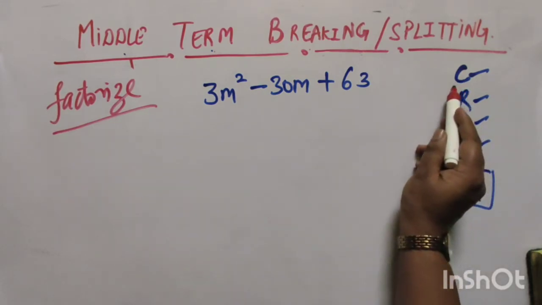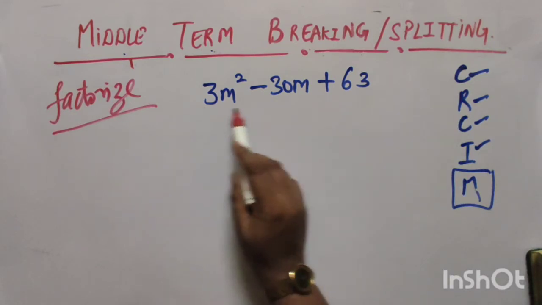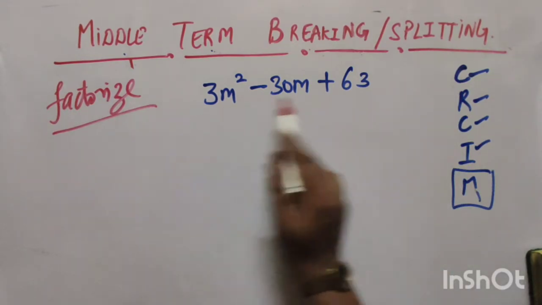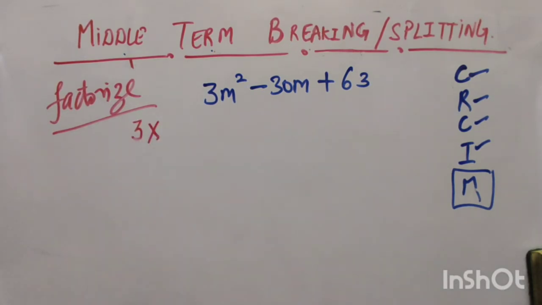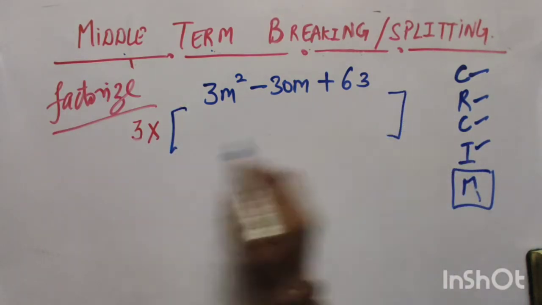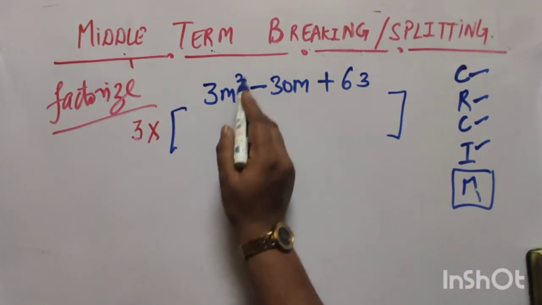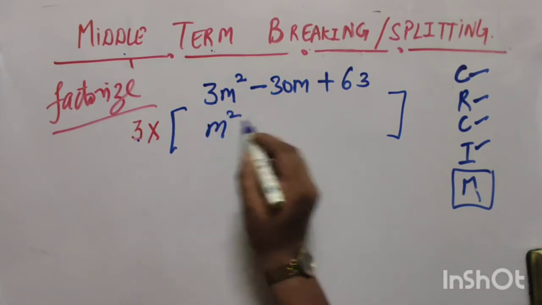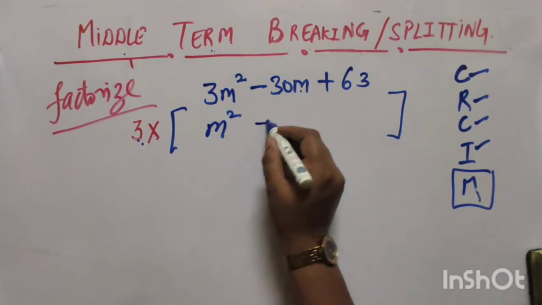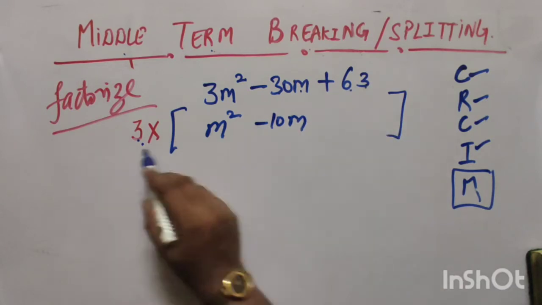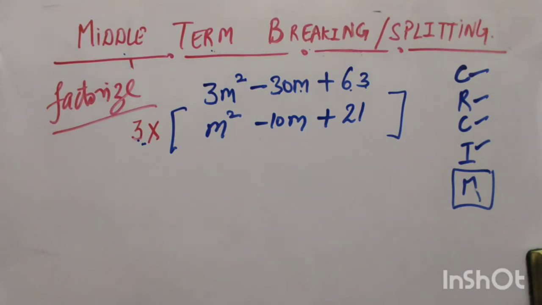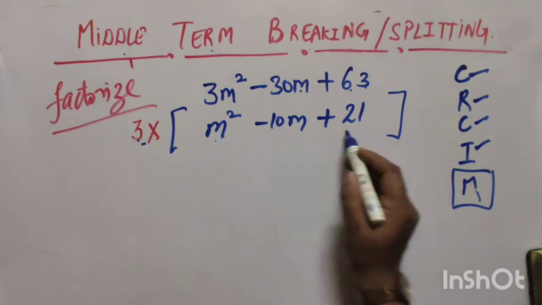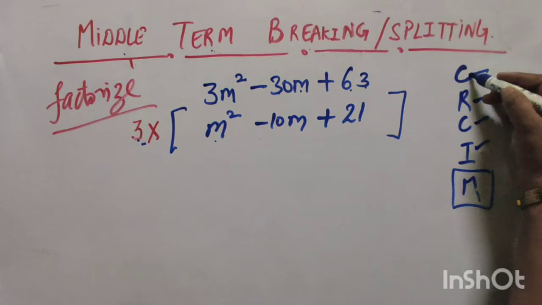First of all, we will try to take out the common number. As we can see here, in all the terms, what is common? 3. So we will take 3 as a common factor. Now, after taking the common number outside, what is left inside? 3m square divided by 3 will be m square. 30m divided by 3 will be 10m. And 63 divided by 3 would be 21. So we are left with these 3 terms inside the bracket. Now we are done with the first step.